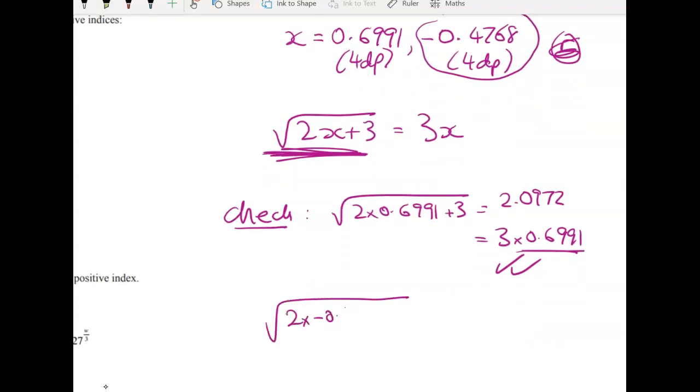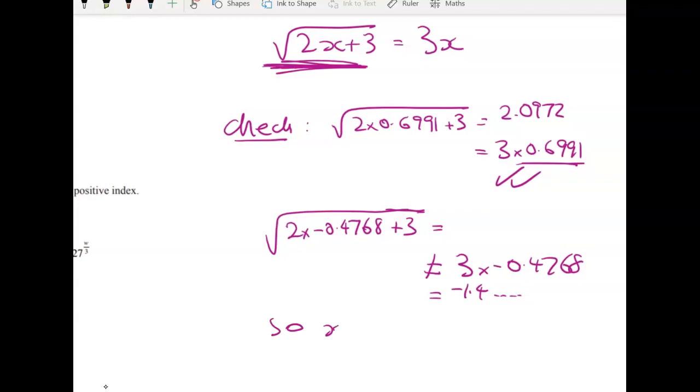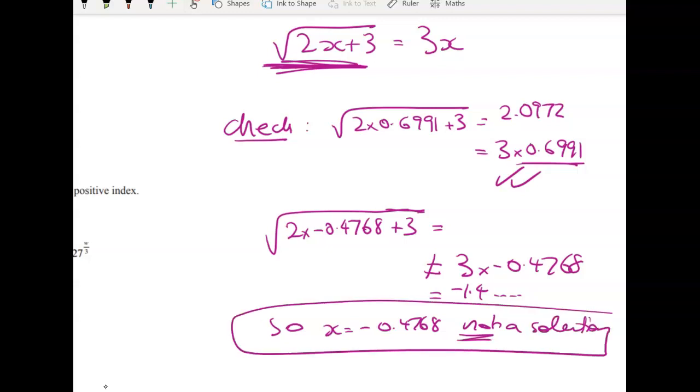Now let's do the same thing with my other one. 2 times negative 0.4768 plus 3 gives me, did I write down what number it was? I don't think I did. I get a positive number, so that's not the problem. But that is not equal to 3 times negative 0.4768, which was negative 1.4 something. So x is equal to negative 0.4768 is not a solution. But x is equal to 0.6991 is the only solution.